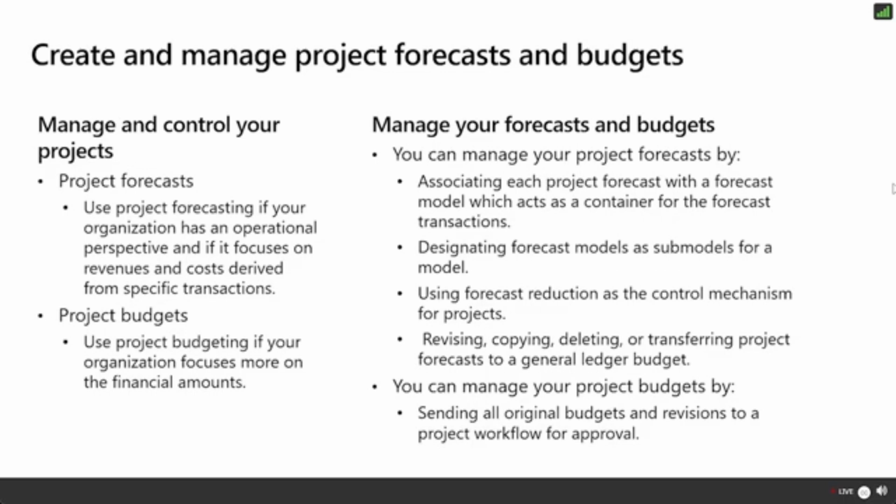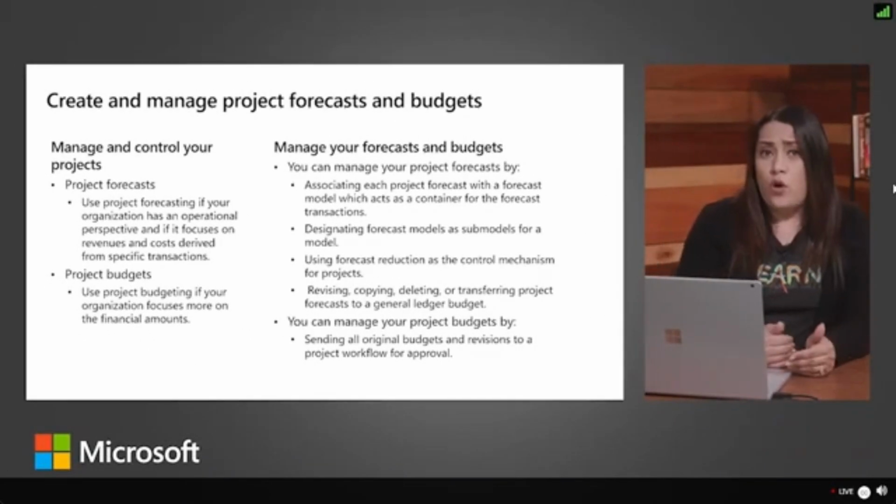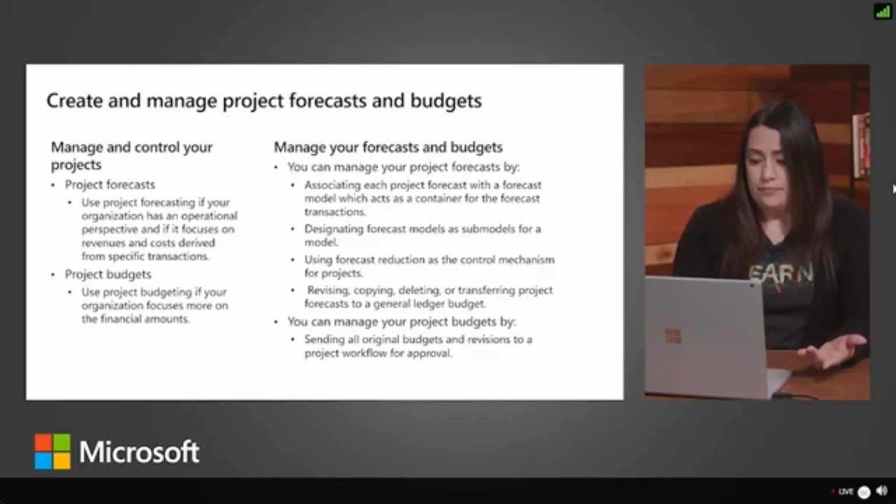It uses a single entry form for the original budget details and all the revisions, and that allows for projections that are based only on the amount or the category or an activity. In project budgeting, all original budgets and revisions have to be sent to a project workflow for approval. And workflows are going to give you an increased control over the process and can create a change history record.